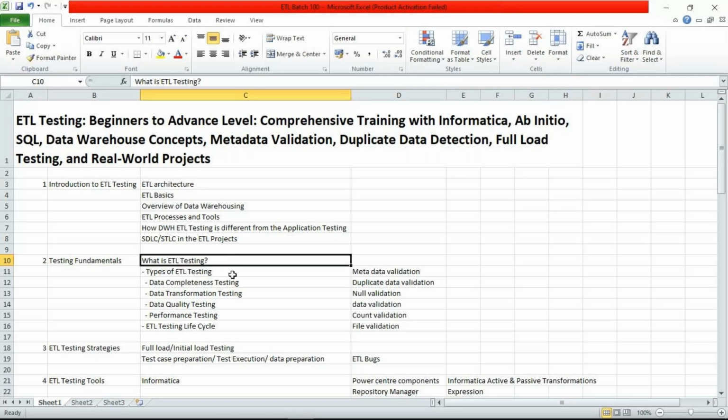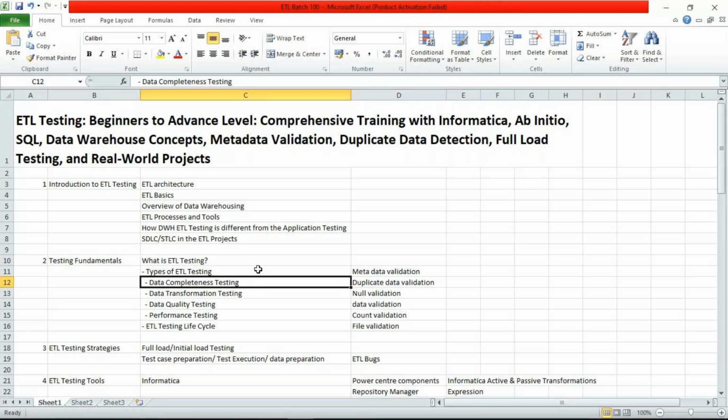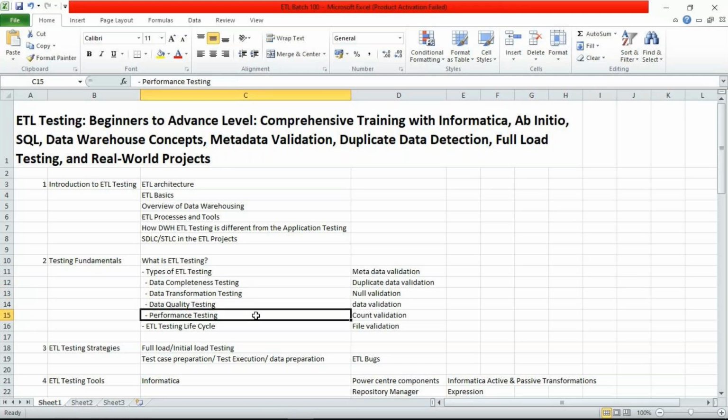In ETL testing, what we will cover is types of ETL testing. There are different types of ETL testing, so we'll see all those types. There is data completeness testing, data transformation testing, data quality testing, performance testing, and then we'll see the ETL testing life cycle.